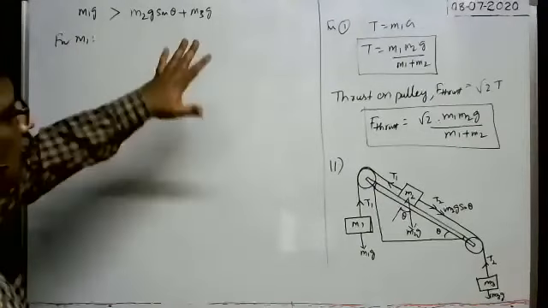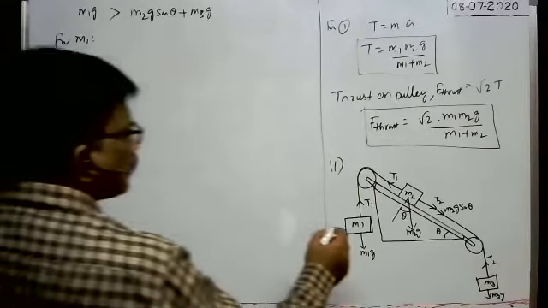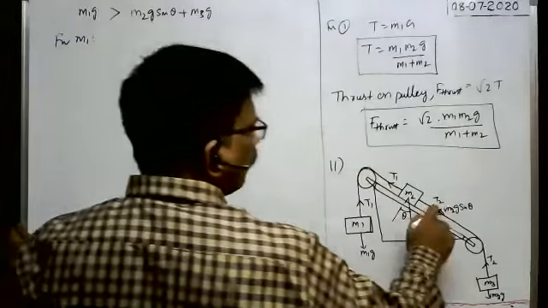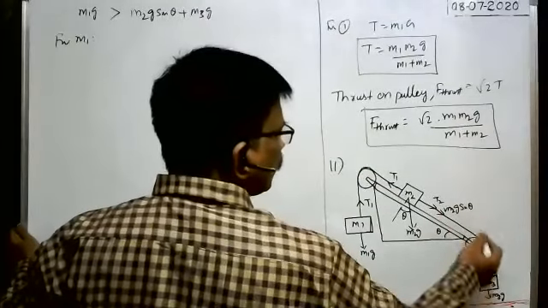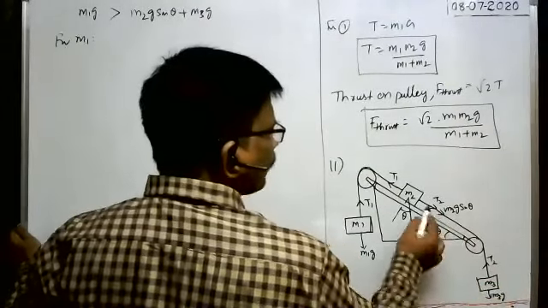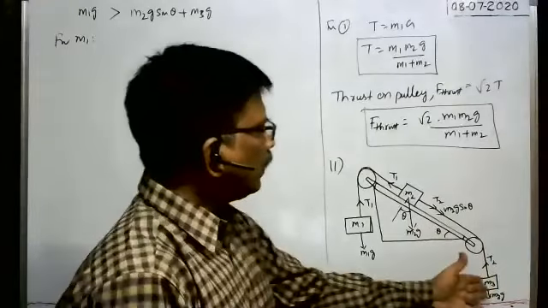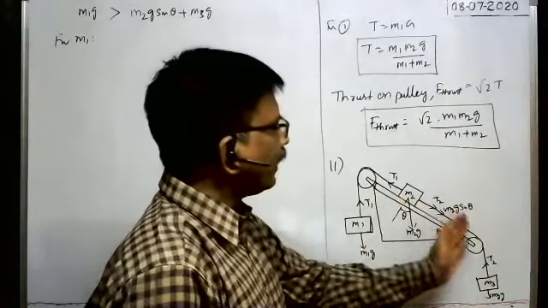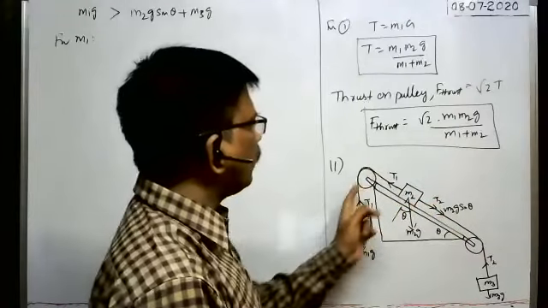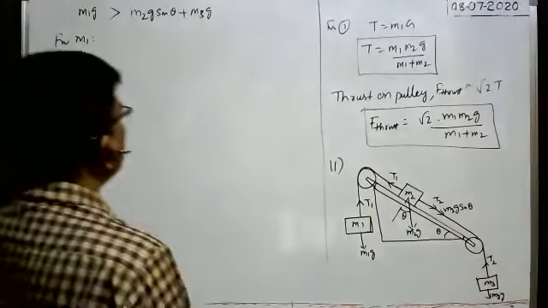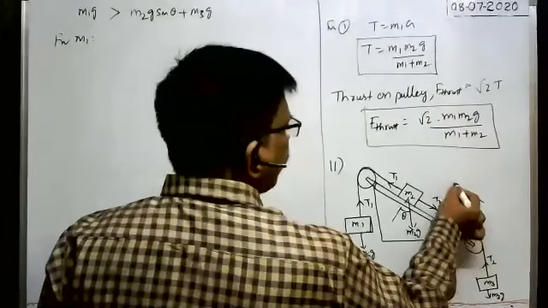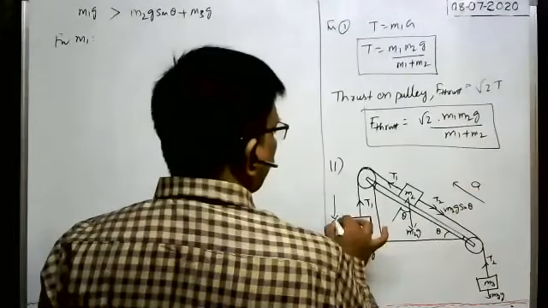M1g is greater than the sum of these two. In that case, as M1g is greater than the sum of these two forces, M2g sin theta plus M3g, because T2 cancels. In this direction T2 acts, here in this direction T2 acts, these two cancel. Similarly, T1 also cancels. So the entire system will move in this direction with acceleration, say, a.